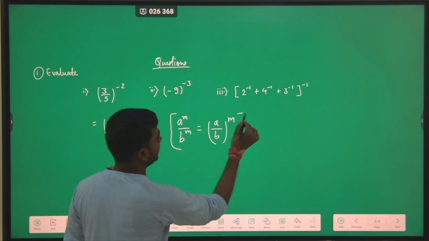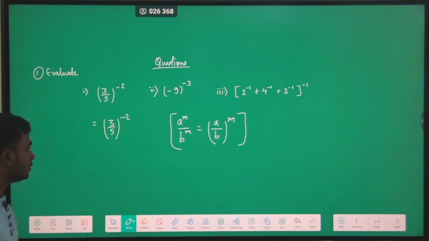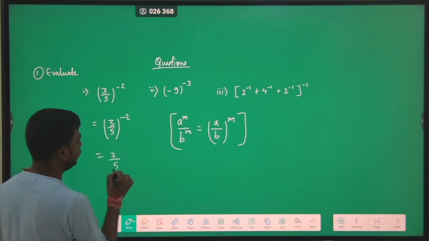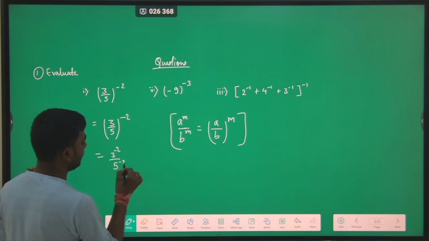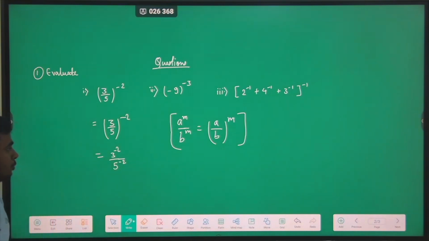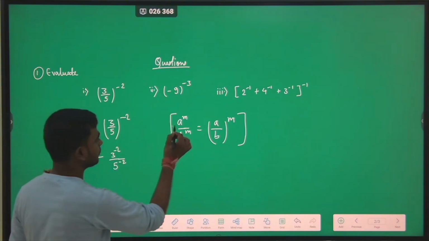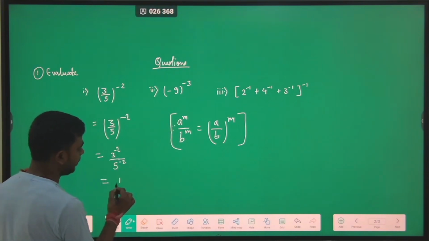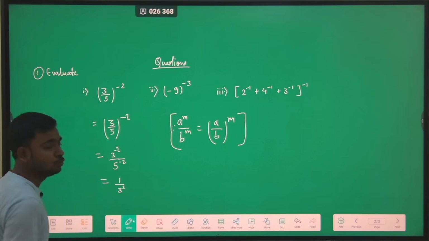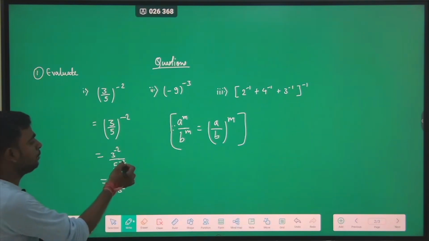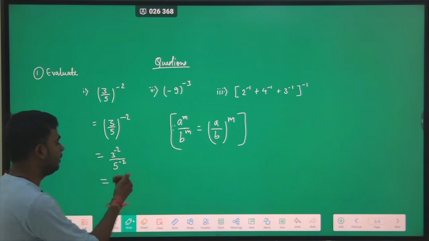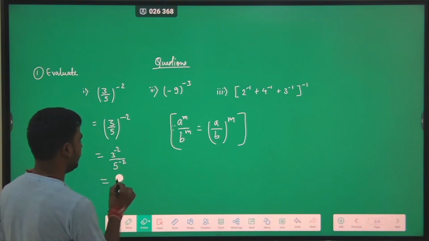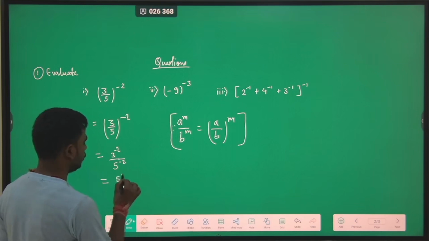This law we have studied. So we can say that 3 by 5 to the power minus 2 will be 3 to the power minus 2 and 5 to the power minus 2. Okay. So now, 3 to the power minus 2 on reciprocating, what we will get? It will be 1 upon 3 to the power 2. Similarly, 5 to the power minus 2 on reciprocating, what we will get? We will get 5 to the power 2.